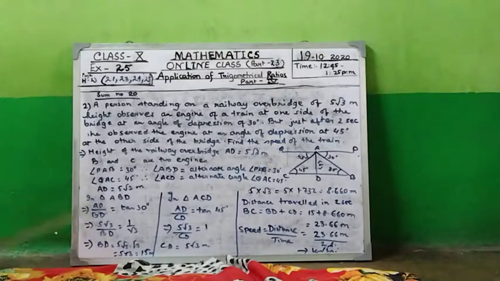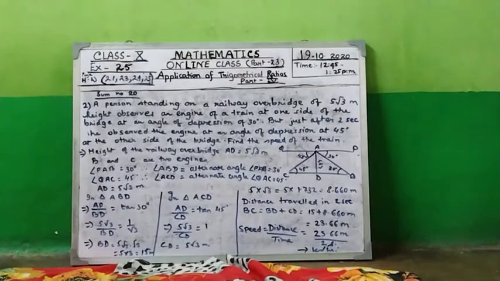You calculate and your answer will be how much? Your answer will be 42.588 kilometers per hour. Do it yourself. Alright, that much calculation you have to do it on your own.